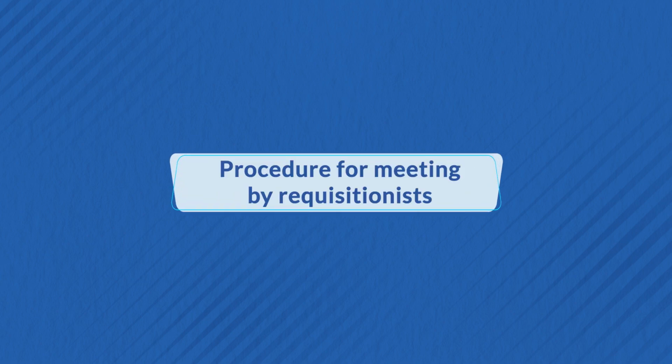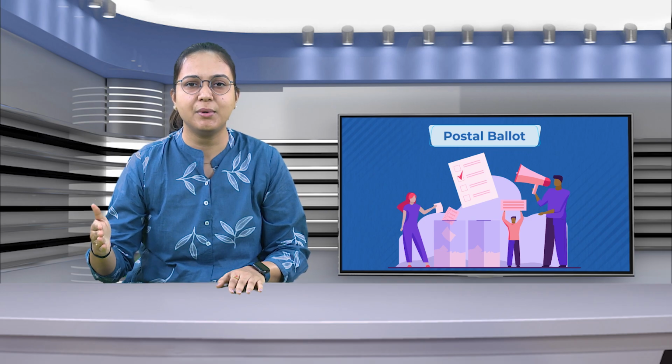Now we will discuss the procedure for a meeting by requisitionists. The procedure for calling a meeting by requisitionists is given in section 100, read with Rule 17 of the Companies (Management and Administration) Rules, 2014.